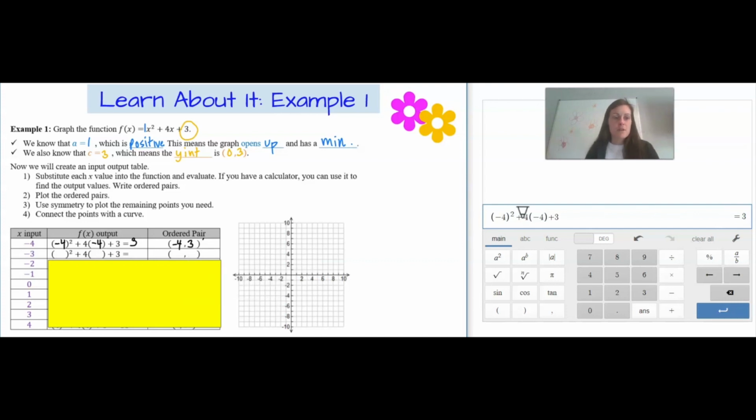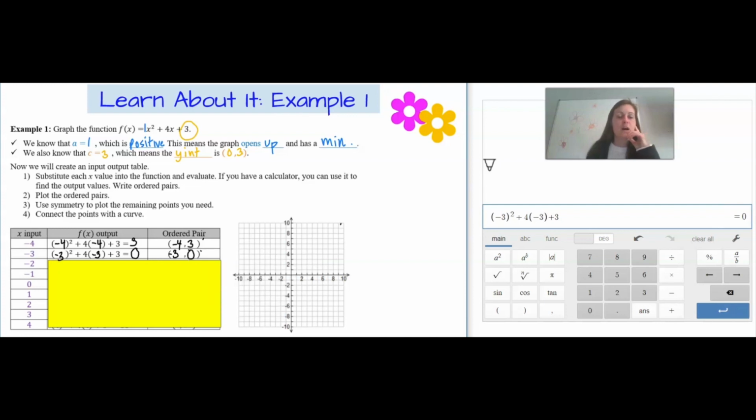My next input is -3. So everywhere there is an x, I'm going to replace that with a -3. I'm going to evaluate that in my scientific calculator. So I have -3 squared plus 4 times -3 plus 3, and I see that my output is 0. The last thing that I'm going to do is write that as an ordered pair. So that means I have (-3, 0).